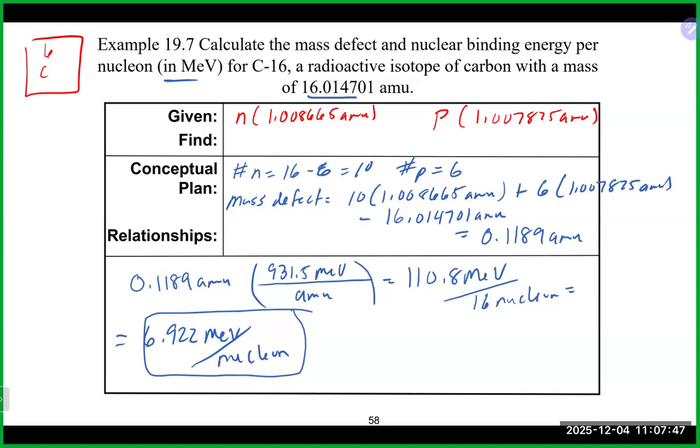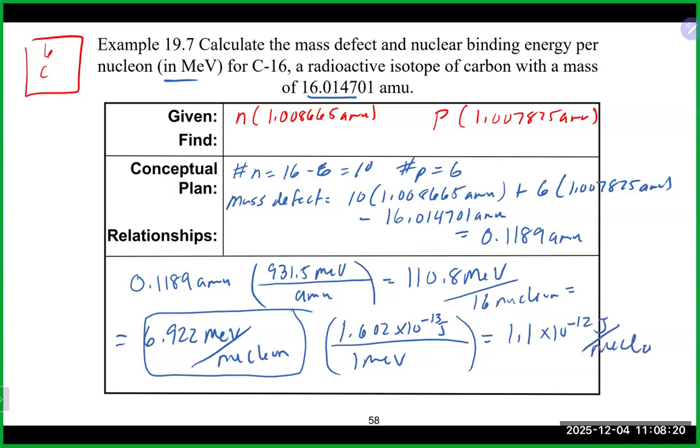Again, if we happen to be interested in joules, we could also get to that from here by using our conversion. 1 mega electron volt is 1.602 times 10 to the minus 13 joules. And that would get us, times 1.602 to the minus 13, something like 1.1 times 10 to the minus 12 joules per nucleon if we were looking for it in joules. If you went Einstein's approach, you would end up in joules and then have to maybe convert over to mega electron volts.